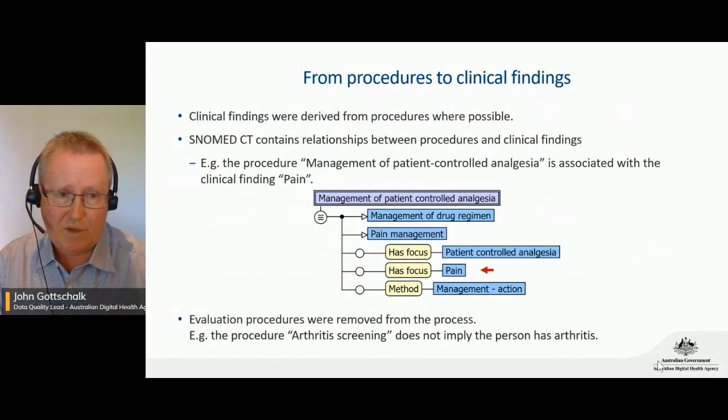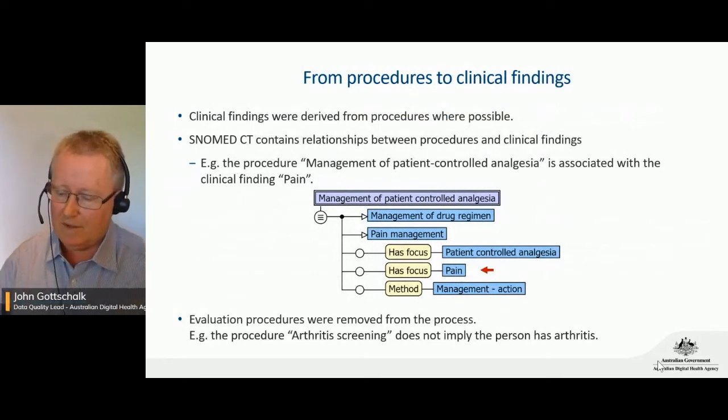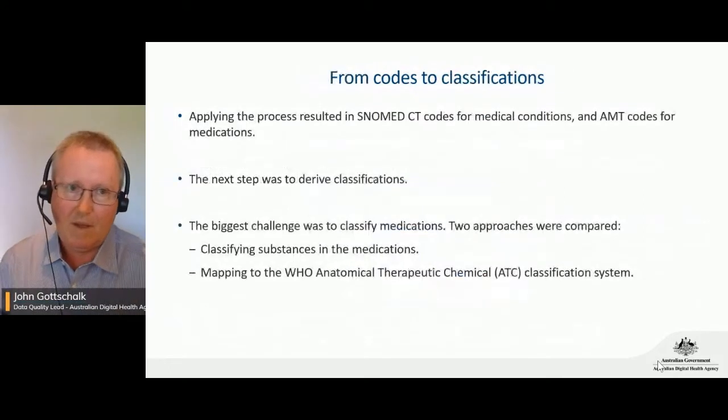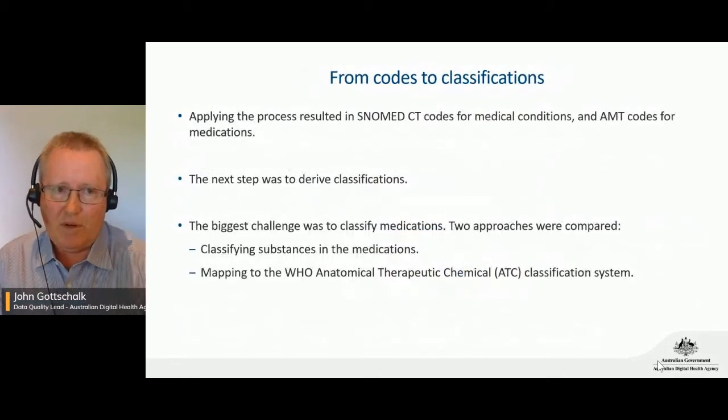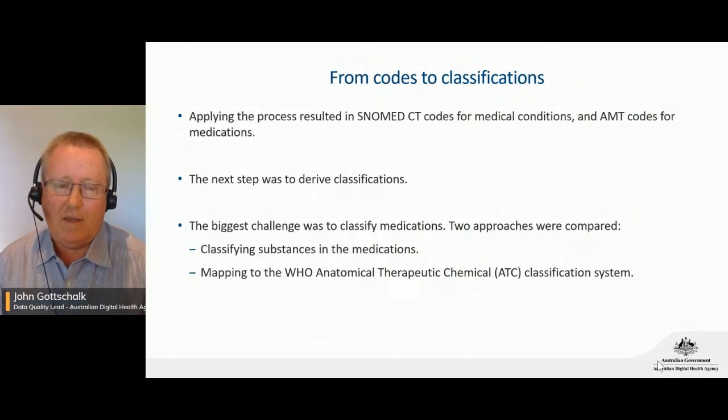Now, we were careful to remove evaluation procedures, such as laboratory tests, because just because you're being tested for a medical condition doesn't mean you actually have that medical condition. So we would do that screening before we map the procedures to clinical findings. Now, applying these processes resulted in SNOMED codes for medical conditions and the AMT extension of SNOMED for medications. So the next step was to derive the classifications.